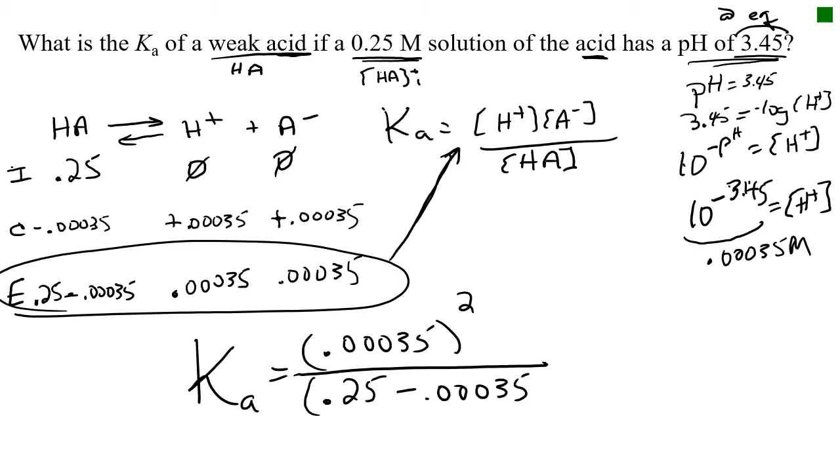When you do your math, if you'd like, you can ignore this part compared to the 0.25, or you can plug it in and use it, whatever makes you happy. It's going to be small with respect to 0.25. And when we finish the math, we're going to get that Ka is 4.9 times 10 to the minus 7.